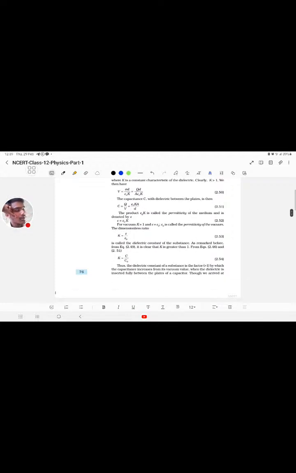So epsilon naught k is called the permittivity of the medium and denoted by epsilon. The dielectric constant, which is the relative permittivity, is equal to epsilon by epsilon naught, which is the dielectric constant of the substance. So for vacuum, k is equal to 1. The permittivity of the vacuum, as remarked before, it is clear that K is greater than 1. Why is it so? Because epsilon is greater.